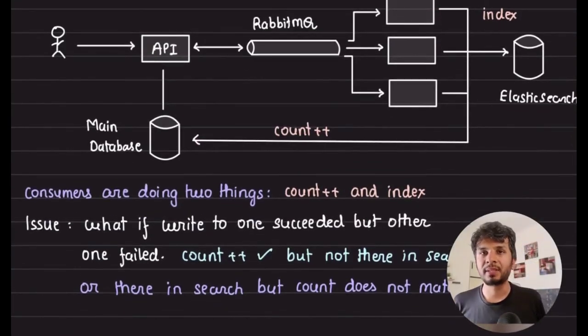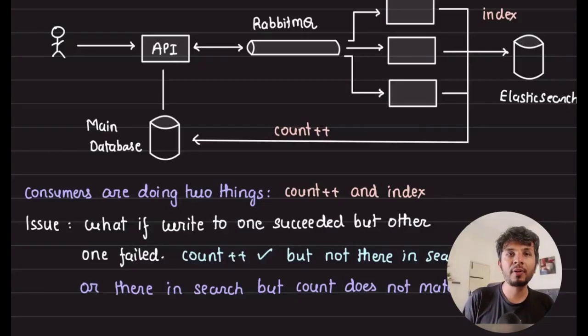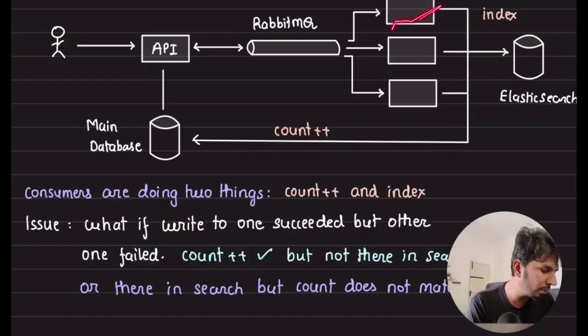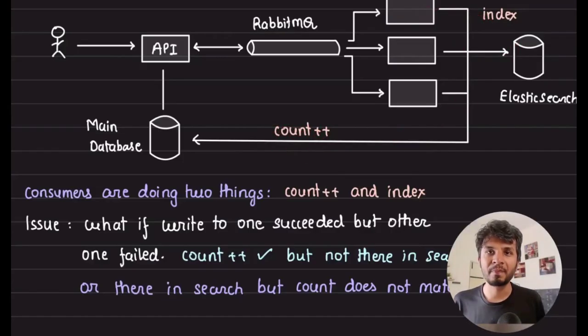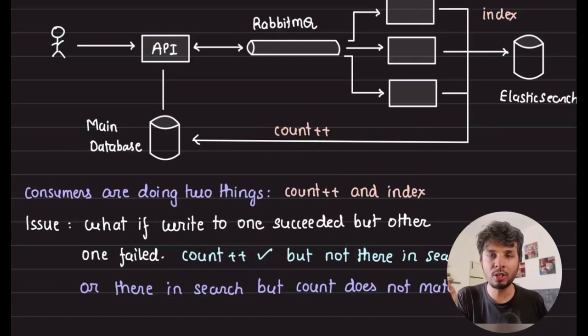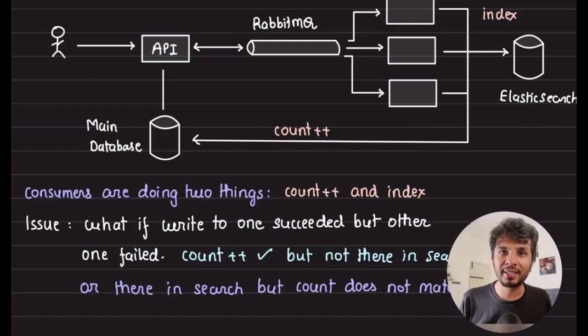So now what happens? The issue with this is, what if one succeeds while the other one fails? Which means, let's say our write to Elasticsearch succeeded, but before we could write to the database, our call failed or our machine failed, the consumer failed. In such a situation, we would see in search that a user has 5 blogs, but the total post count would be 4. And that's wrong. Your data becomes inconsistent, right?